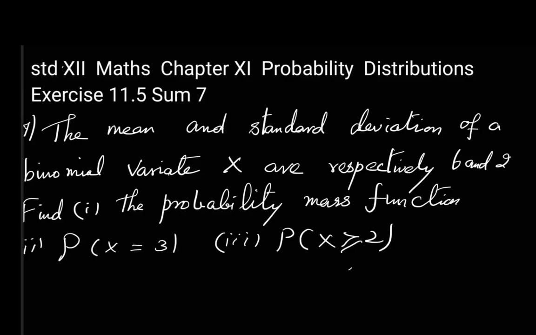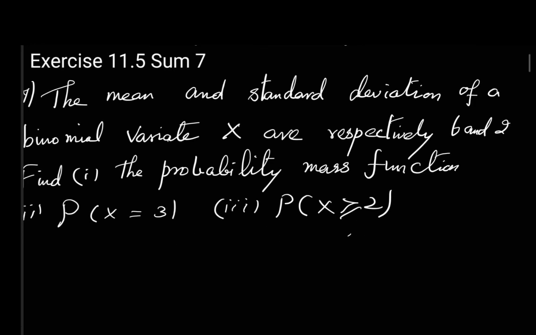Standard 12th Maths, Chapter 11, Probability Distributions, Exercise 11.5, Sum number 7. The mean and standard deviation of a binomial variate X are, respectively, 6 and 2. Find the probability mass function. Second, P of x equal to 3. Third, P of x greater than or equal to 2.